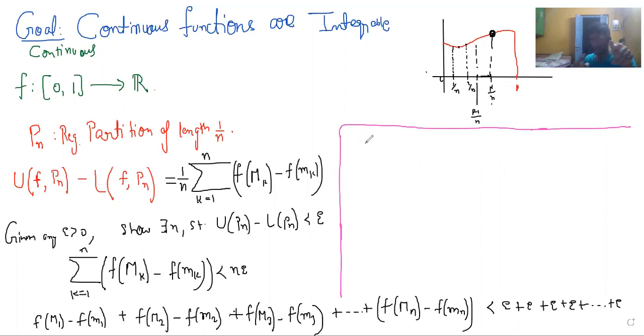Okay, I'm not writing it, I'll write it again. Given any epsilon, given any distance, given any error, you want to figure out a small enough delta, or a small enough 1 by n, a large enough n, right? You want to make the partition small enough so the difference between any 2 points in that small enough neighborhood is less than epsilon.